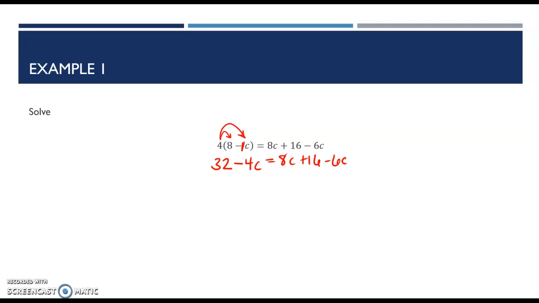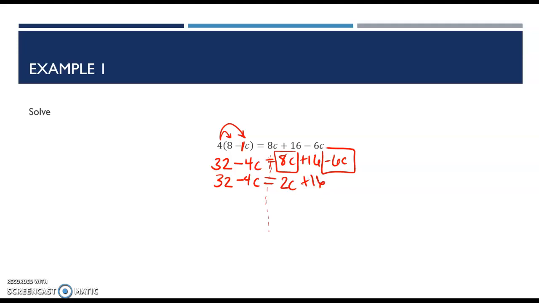Question number 2. Do I have same side like terms? And if it helps, you can use the line through the equal sign. But yes, I do have same side like terms because I have a positive 8c and a negative 6c. So on the left, it's going to stay 32 minus 4c, and on the right, 8c minus 6c is 2c. So we're going to have 2c plus 16. All right, so that was the second question.